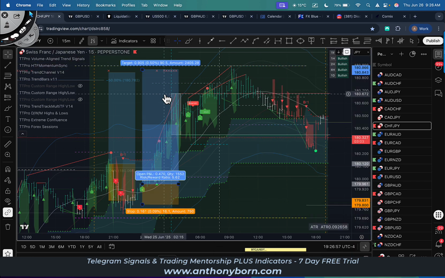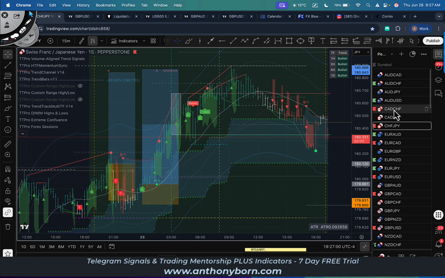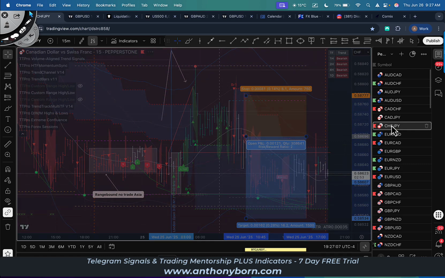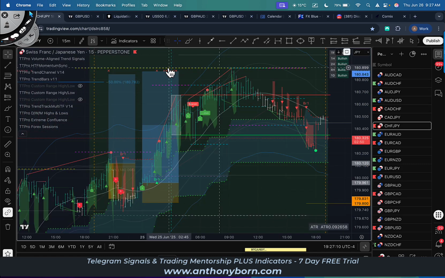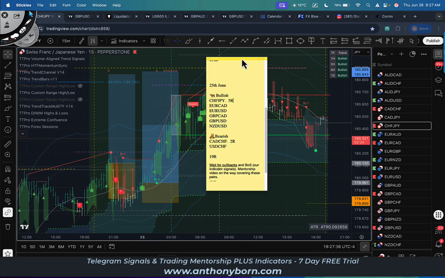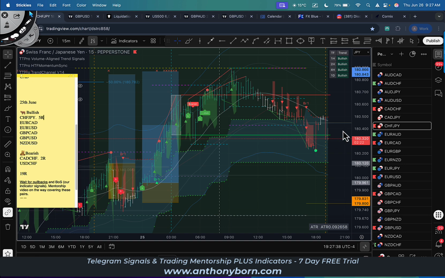Okay, so this one gained, well, actually, back to the CAD Swissy. That's a 2R gain. Swissy yen, if you targeted the yellow line up here, there's a 5.6. Let's just call it 5. Okay, 5R. The next one was the Euro CAD.